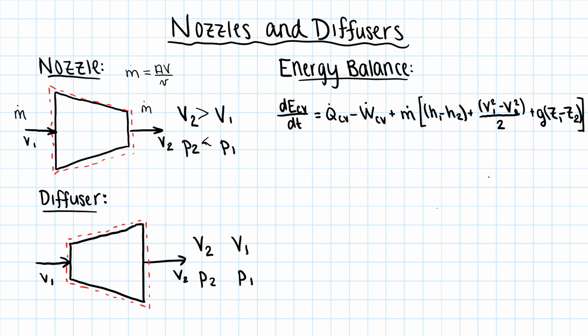P1. Diffusers are the opposite, so that their area increases from state 1 to state 2, which means that their velocity is going to decrease. So V2 is less than V1, and the pressure at state 2 will be greater than the pressure at state 1. In an energy balance, what does this mean?